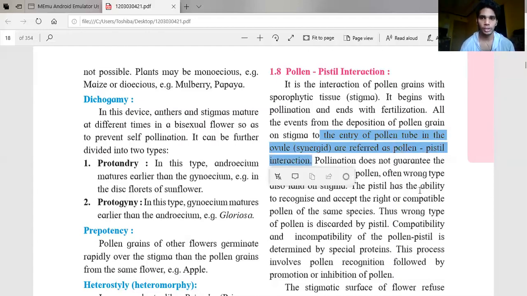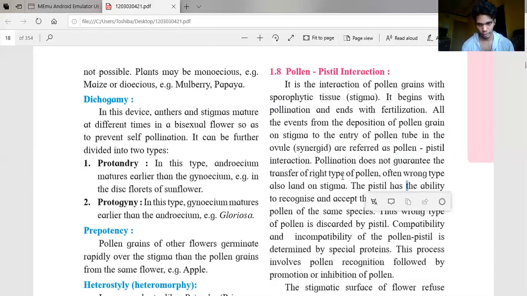So pollination does not guarantee the transfer of the right type of pollen. Often the wrong type of pollen also lands on the stigma. The pistil has the ability to recognize and accept the right or compatible pollen of the same species. Thus, the wrong type of pollen is discarded by the pistil. Compatibility and incompatibility of the pollen and pistil is determined by special proteins. This process involves pollen recognition followed by the promotion or inhibition of the pollen.